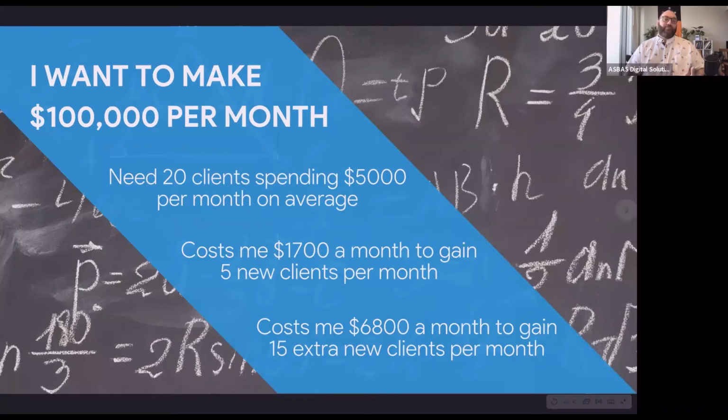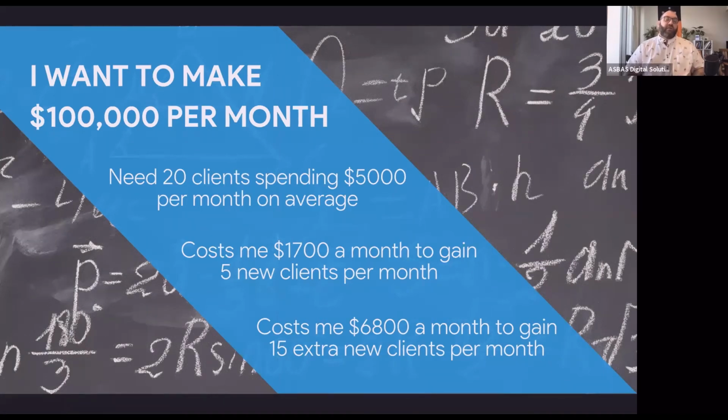So are you confused yet? Probably. Let's scale this up. Let's just say that based on my business now, that I want to make $100,000 per month on this business. So based on that, I've decided that I need to attract 20 clients, spending an average of $5,000 a month, right? That turns out to be $100,000.